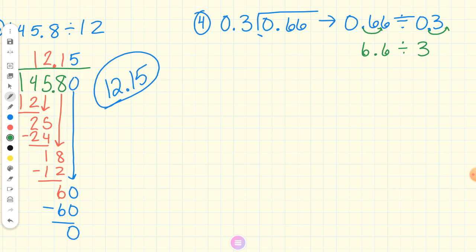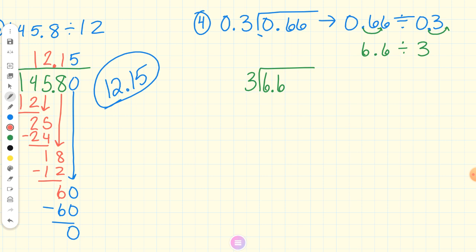Now it looks just like what? Yeah, the ones we just got done doing. So now we just work it out. I'm going to move it back over here since I'm taking up so much space. So 6.6 divided by 3. Colby, how many times does 3 go into 6?